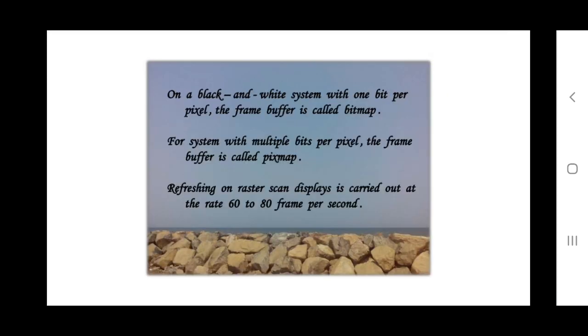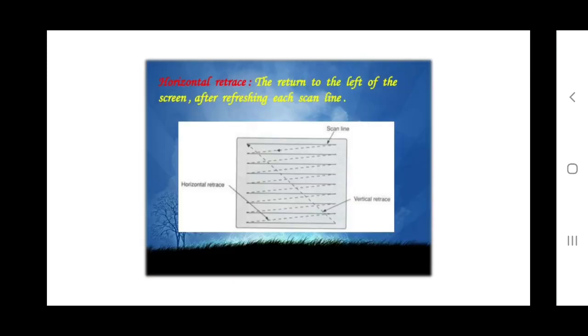In a black and white system with one bit per pixel, the frame buffer is called a bitmap. For a system with multiple bits per pixel, the frame buffer is called a pixmap. Refreshing on a raster scan display is carried out at the rate of 60 to 80 frames per second.